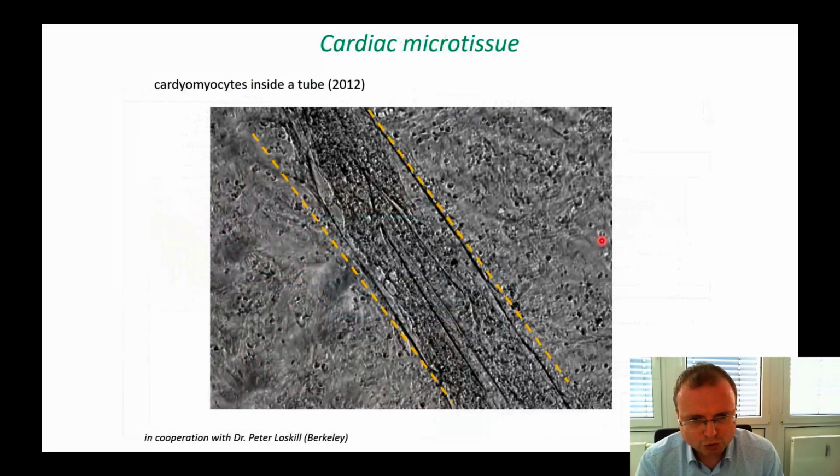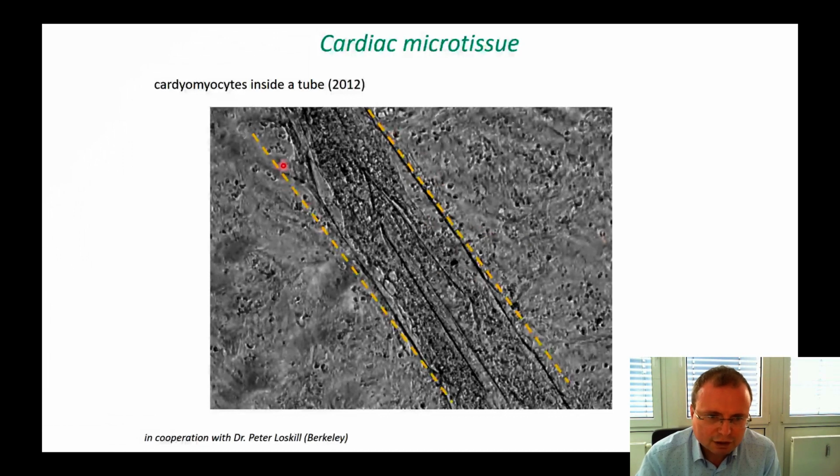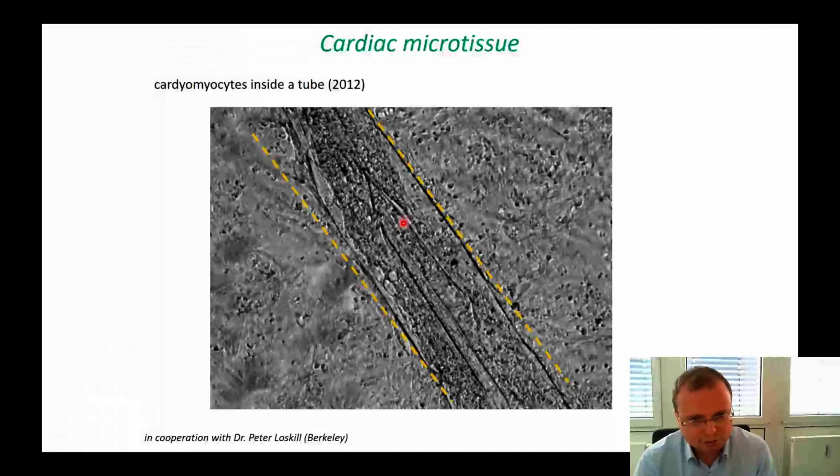Another possible application of this four-dimensional approach is illustrated here. In this particular case, we encapsulated cardiomyocytes inside the tube. The walls of the tube are shown by the yellow dashed line. What you can see here, the cardiomyocytes are able to beat inside this tube, so it means they are not only alive but also keep their natural function. And so practically it was, one can say, nearly a piece of cardiac microtissue.